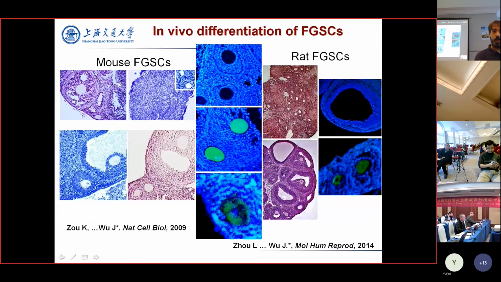We also find FGSCs can differentiate when transplanted into the sterile ovary, and they can differentiate into an oocyte. When we label the FGSCs with GFP, we can also find GFP-positive oocytes after FGSC transplantation into the ovary, which also differentiate into oocytes.